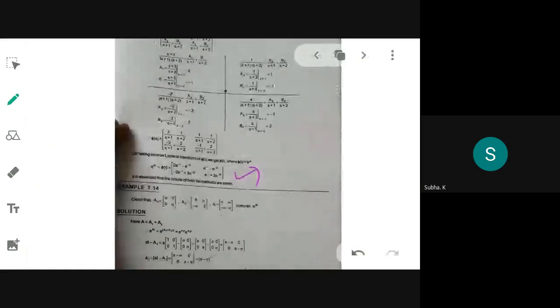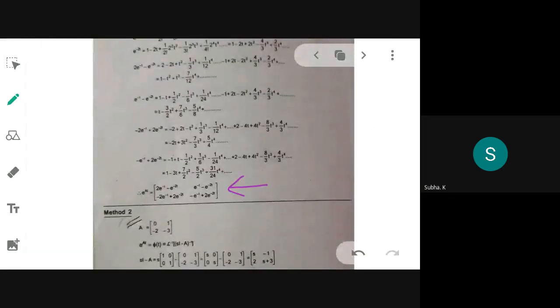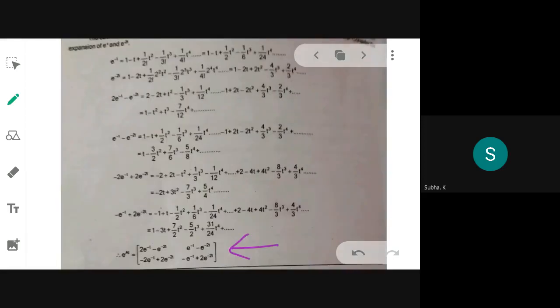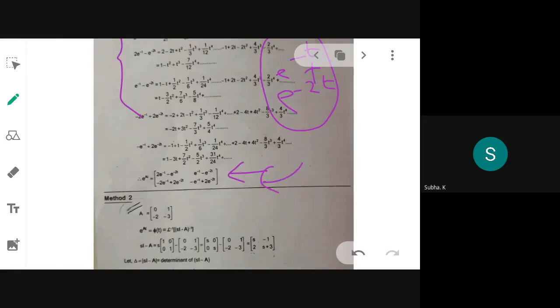So the first method, you are doing some extra simplification to get the same answer. That's all. But for that, you have to assume some values. Like this e power minus t you are finding out, e power minus 2t you are finding out, then you are finding the sum and subtraction between these two terms by trial and error, and you are substituting the answer. That's all. But whatever may be the method, the final answer should always be the same. Okay, so this is how you will be calculating the state transition matrix by the two methods.